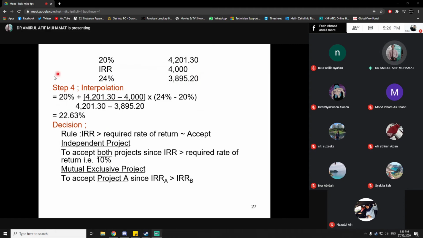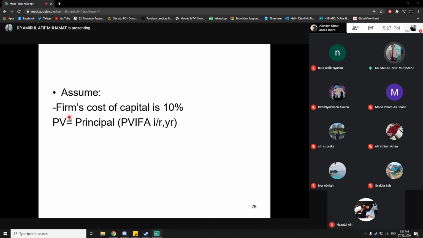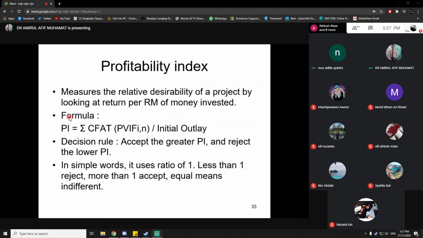And then you do the interpolation. 20% comes down here. Highest factor minus the middle factor, divide by highest factor minus the lowest factor, times biggest percentage minus the lowest percentage. And then for this example, you will get 22.63%. Got it? Any question? This one is slightly challenging. Any question? No.